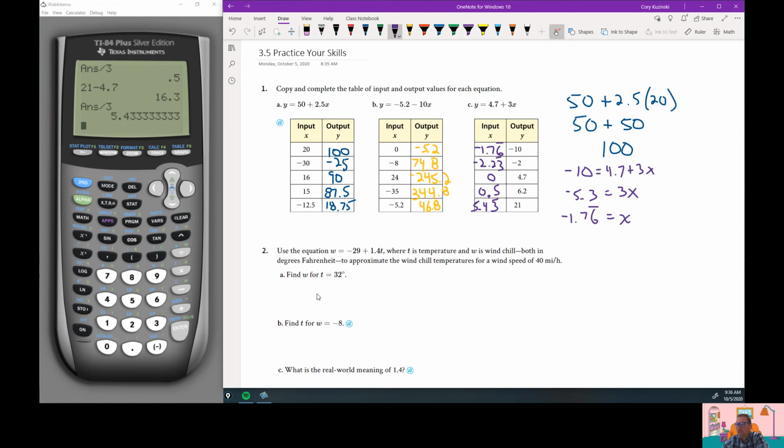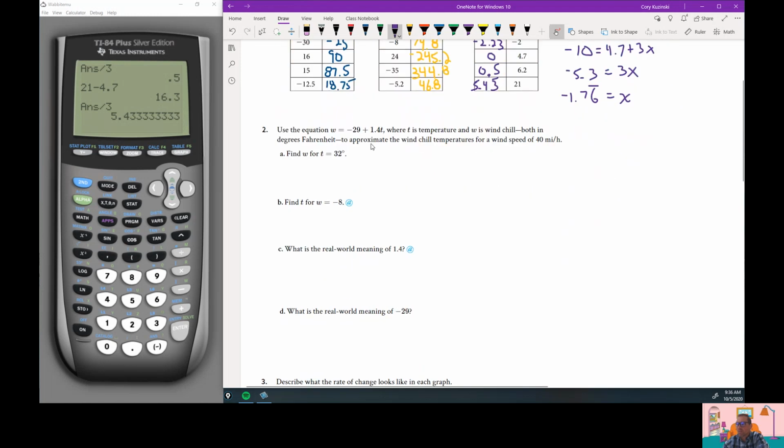All right, enough of that. Use the equation y equals negative 29 plus 1.4t, where t is the temperature, w is the wind chill, both in degrees Fahrenheit, to approximate wind chill temperatures for 40 miles per hour. Okay, let's use the table here for sure. Let's go negative 29 plus 1.4 times x instead of t. It really doesn't matter. For t equals 32 degrees.